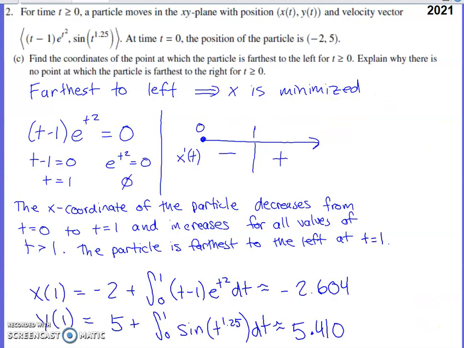And then in part C, and this is where I'm assuming the majority of the points for this particular problem are going to be associated. There's quite a bit going on within part C. It asks us to find the coordinates of the point at which the particle is farthest to the left.